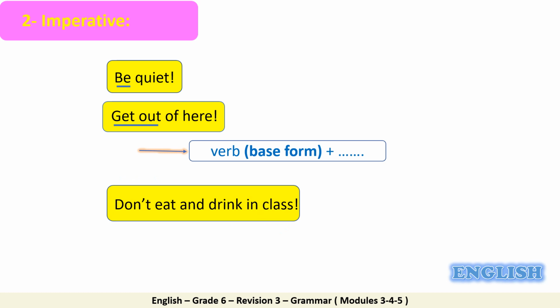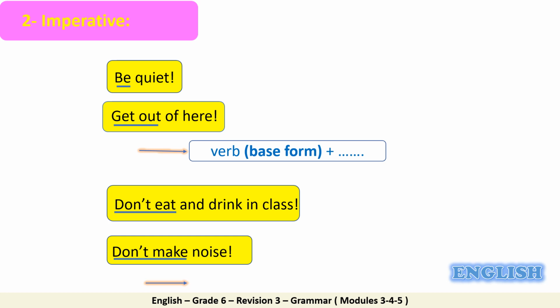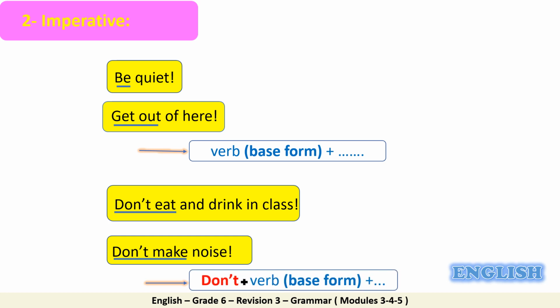However, in the second part, the two sentences start with don't plus verb. Don't eat, don't make. And the rule here is don't plus base form of the verb.